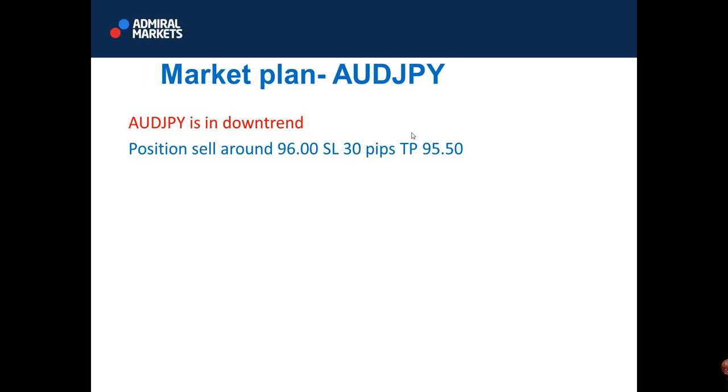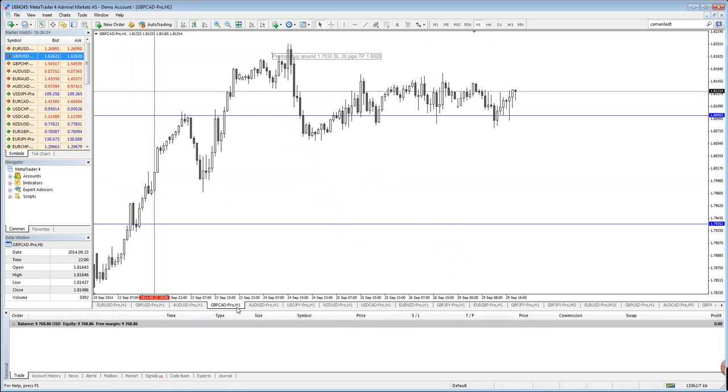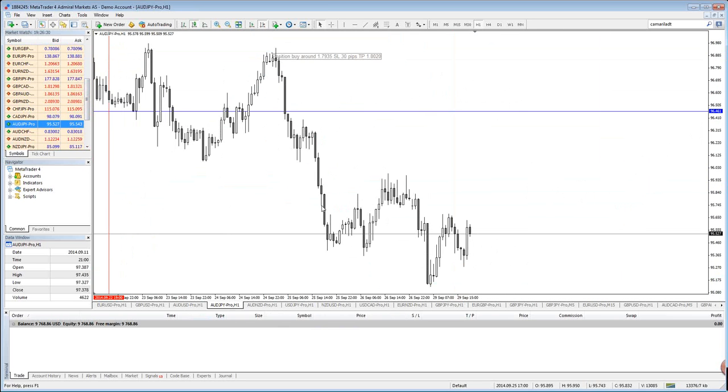So Aussie, then AUD-yen. Again, I will be looking to short AUD-yen around 96.00, 30 pip stop loss, 95.50 is the target. AUD-yen, 96.00, guys. What I'm looking for basically is, again, a little bit more of a pullback.